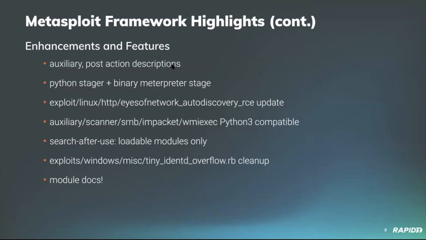Community contributor Kabbalah Security made a nice update to the Eyes of Network autodiscovery exploit module, adding support for deploying interpreter sessions using a command stager as well as an authentication bypass for versions 5.1 and 5.2. Good stuff there. Community contributor S. Brun updated some syntax in the SMB impacket WMI exec Python module to be Python 3 compatible. And our own Adam Kamek updated search after use behavior to not list external modules that aren't loadable by the system, which should make the end user experience smoother by not showing modules which can't successfully load.